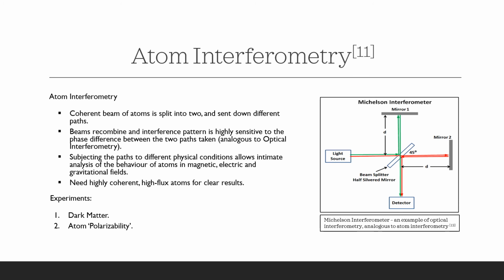The interference pattern shown is highly sensitive to the phase difference between the atomic beams that have taken two different paths to get there. If we subject the paths to different physical conditions, we can conduct intimate analysis of how atoms behave in magnetic, electric, and gravitational fields.